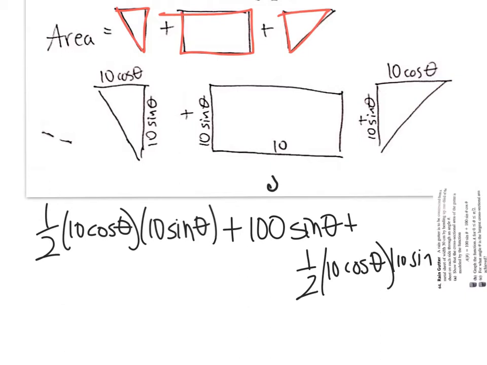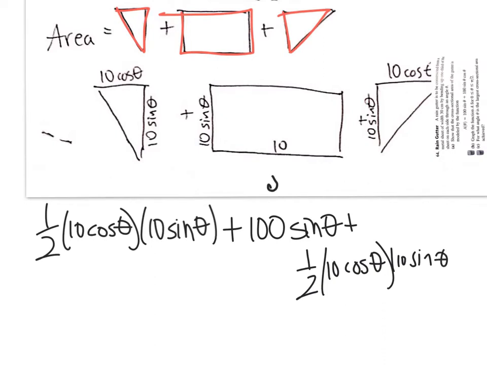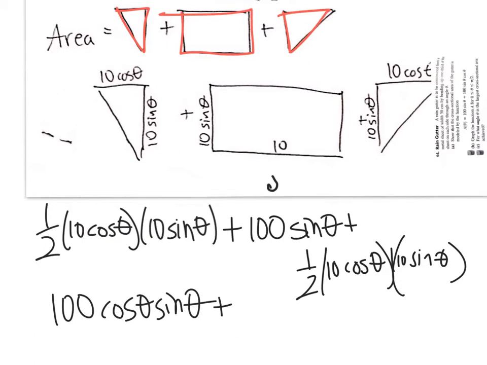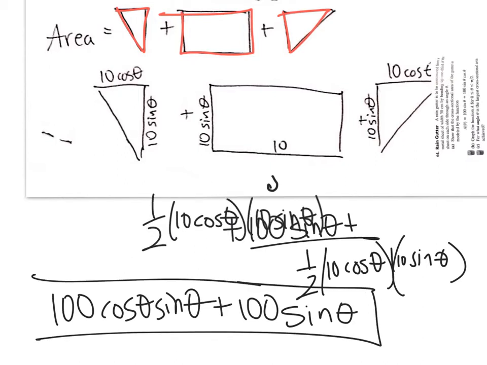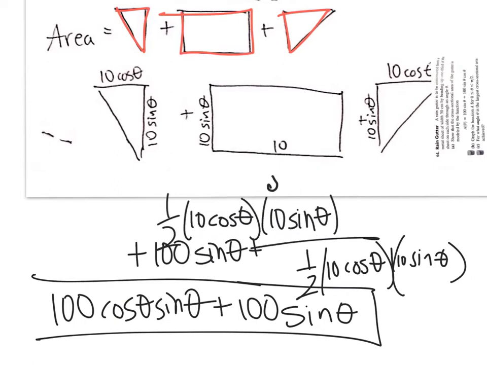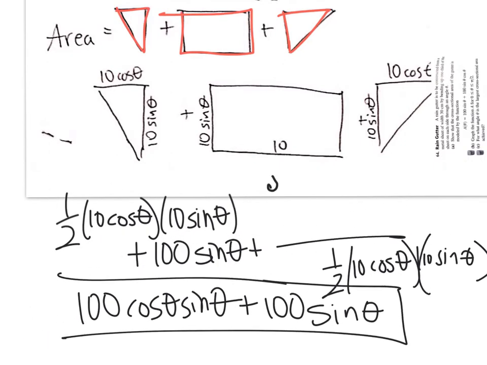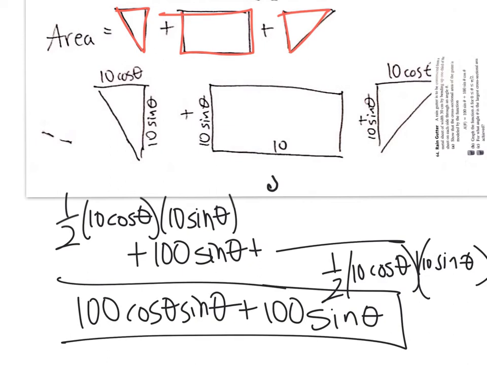I'm going to write over the instructions. Theta. So if we combine these, we have half of this and half of this makes a whole of this. And 10 times 10 is 100. So we have 100 cos theta sine theta plus, over here, 100 sine theta. And that is our expression for, hey, whoa, okay, that got super messy. Let's just pretend that didn't happen.